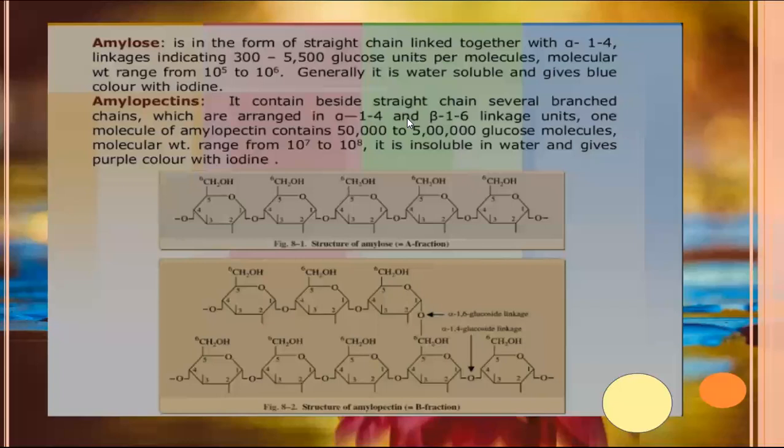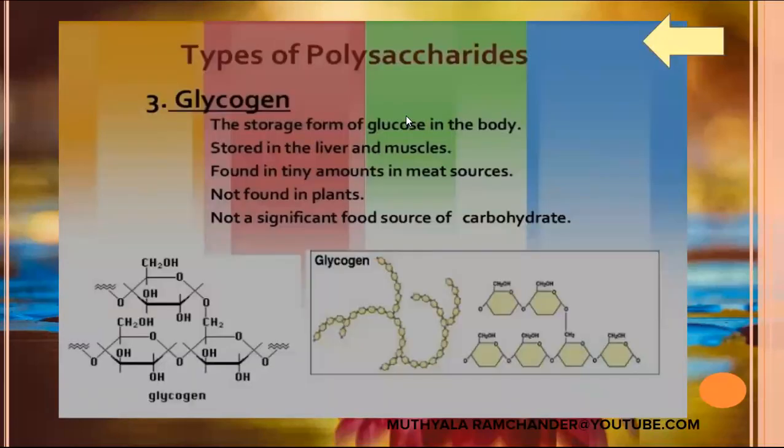Now the next one is glycogen, the storage form of glucose in the body. It is stored in the liver and muscles, found in tiny amounts in meat sources, not found in plants, and not a significant food source of carbohydrate.